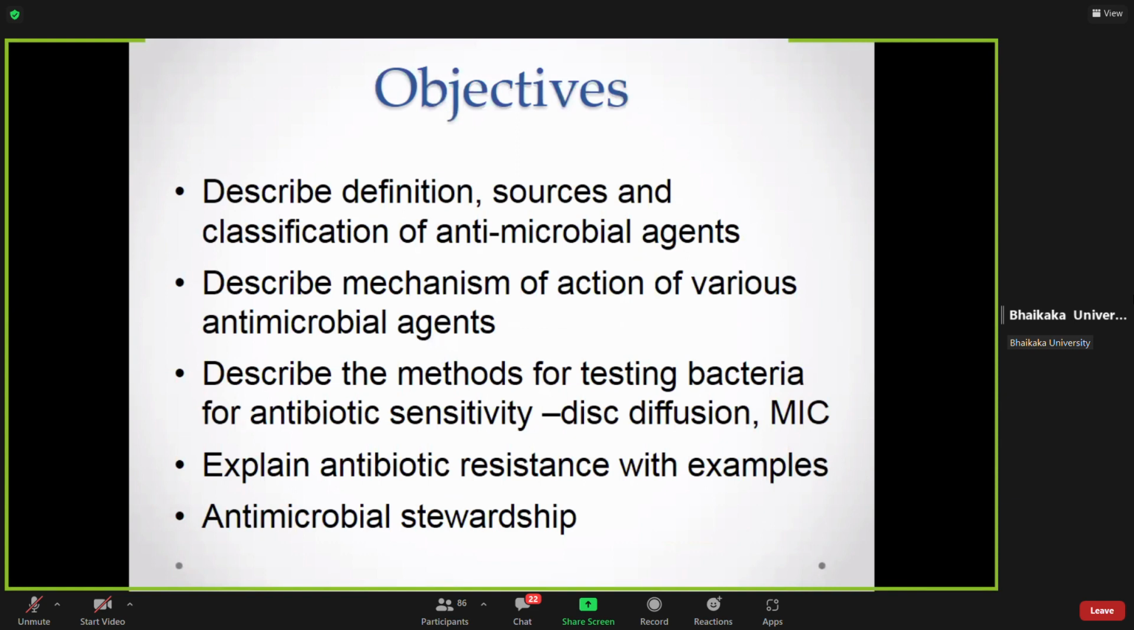So this would remain our learning objective for the session. Describe and define sources and classification of antimicrobial agents. Describe the mechanism of action of various antimicrobial agents. Describe the methods of testing bacteria for antimicrobial sensitivity: disk diffusion and MIC. Explain antimicrobial resistance with examples, and the antibiotic stewardship program. What is that? I will brief you.